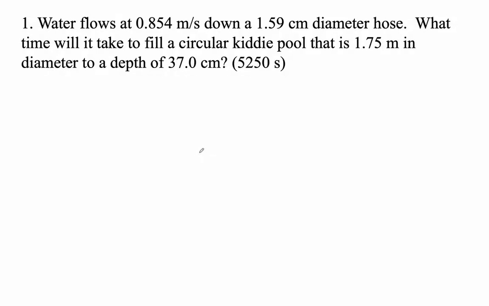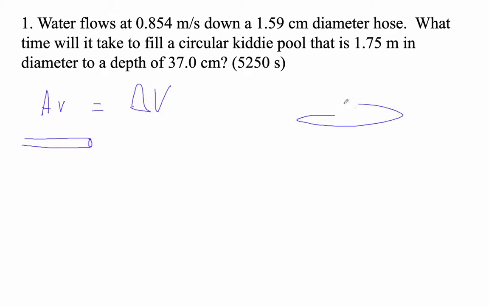Now this is probably a question that you've been asking yourself. Water flows 8.854 meters per second down a 1.59 centimeter diameter hose, right? What time will it take to fill a circular kiddie pool that is 1.75 meters in diameter to a depth of 37 centimeters? So basically the area of that hose, whatever that cross-sectional area is, times whatever that velocity is, is going to equal whatever that volume is of the kiddie pool, right?